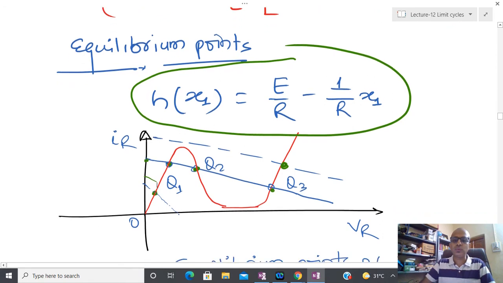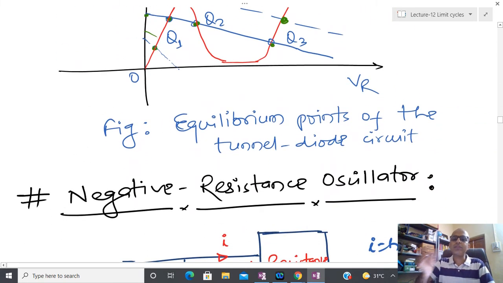Now what I am going to do is use the concept of this tunnel diode oscillator to construct some kind of oscillator. Since the tunnel diode has negative resistance, and I have already explained the meaning of negative resistance, this oscillator is also called the negative resistance oscillator.